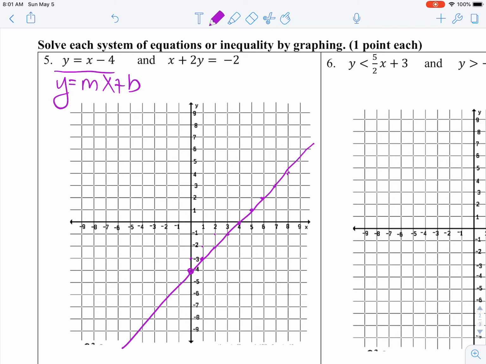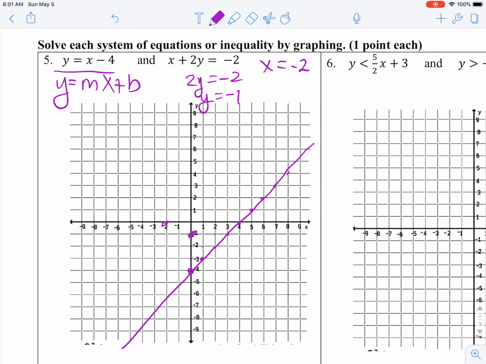Perfect. Okay, now our second one is in standard form. So we can either solve it by using the cover-up method, or we could convert it to slope-intercept. For me, I'm going to use the cover-up method. So I'm going to cover up my x and just solve for y, so that y ends up equaling -1. And then I'm going to cover up y and just solve for x, and x equals -2.